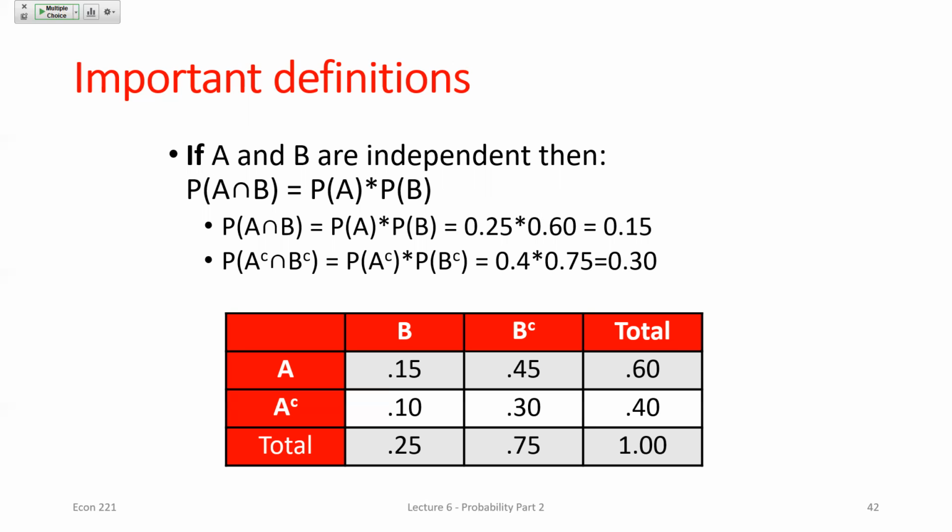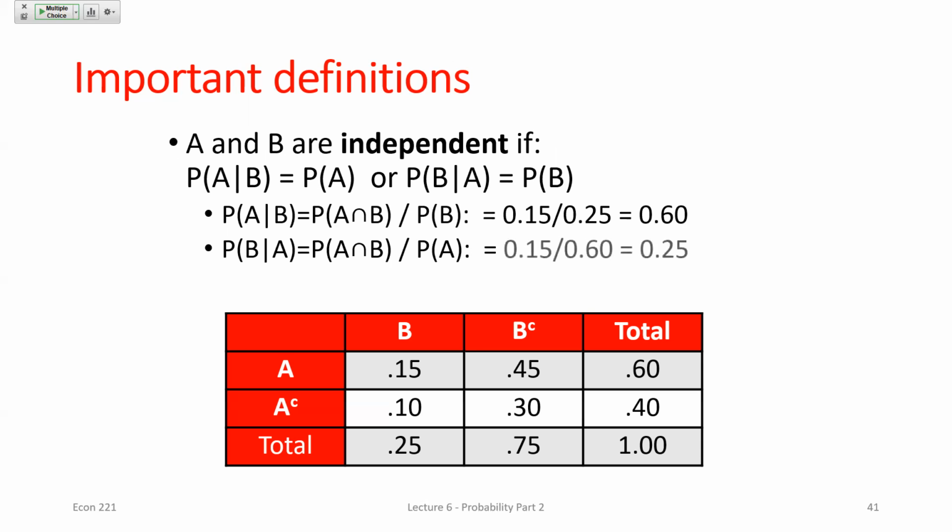Primarily, I would think the easiest way to check if events are independent is something like this. But if it's easier for you to remember that the definition of independence is that the conditional and unconditional probability are the same, or to check using the multiplication rule, that's fine as well. All three of them will show you the same thing: either these events are independent or they are dependent. If those aren't equal, we would say they're dependent events.